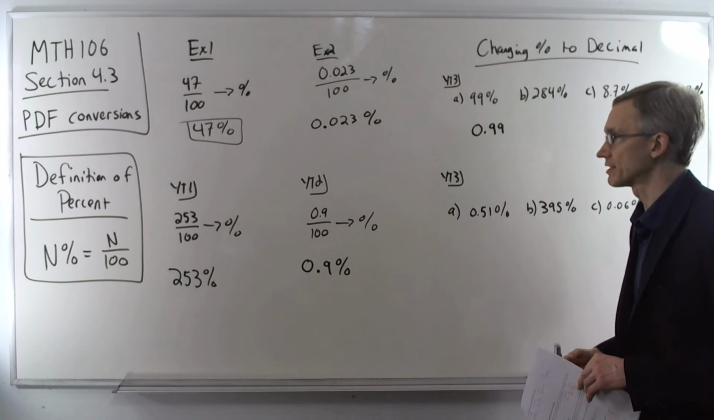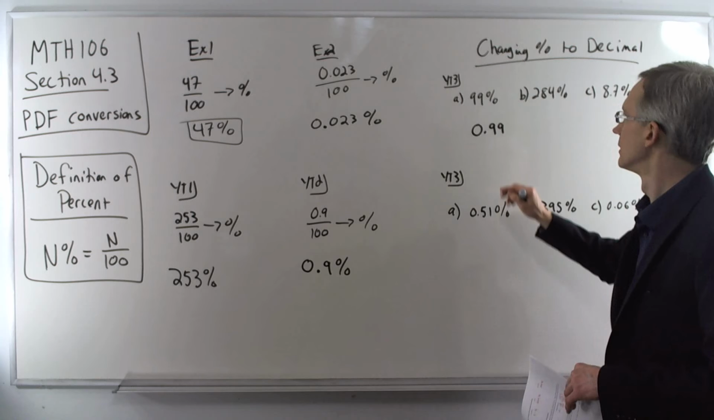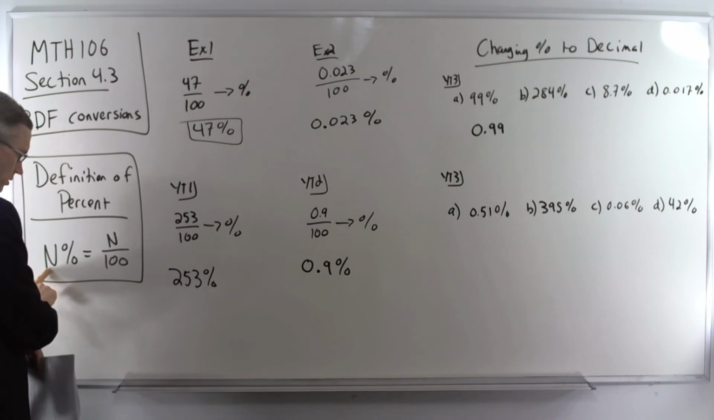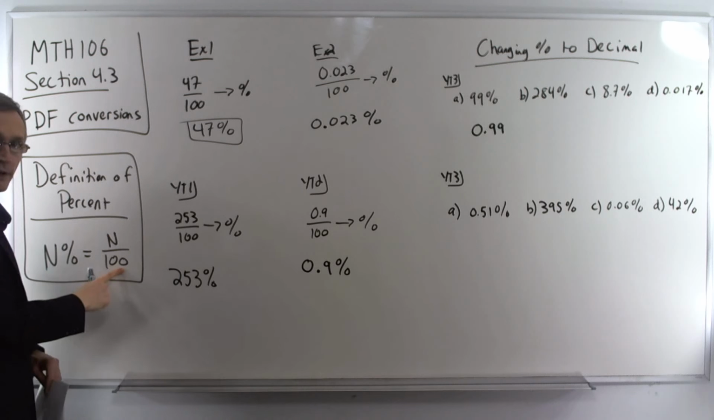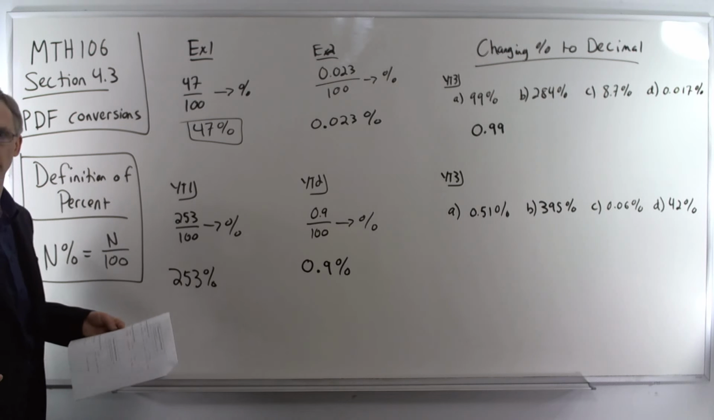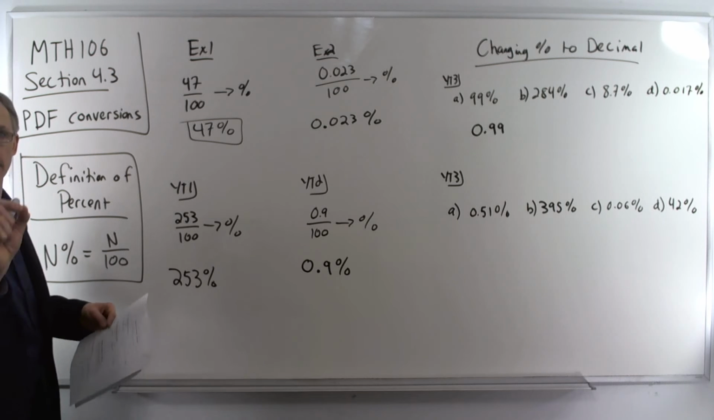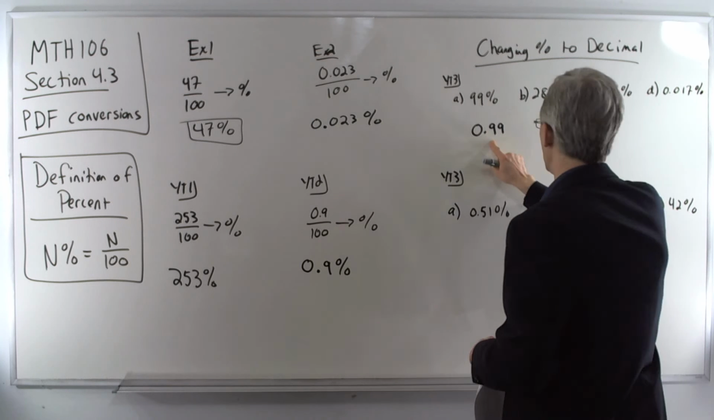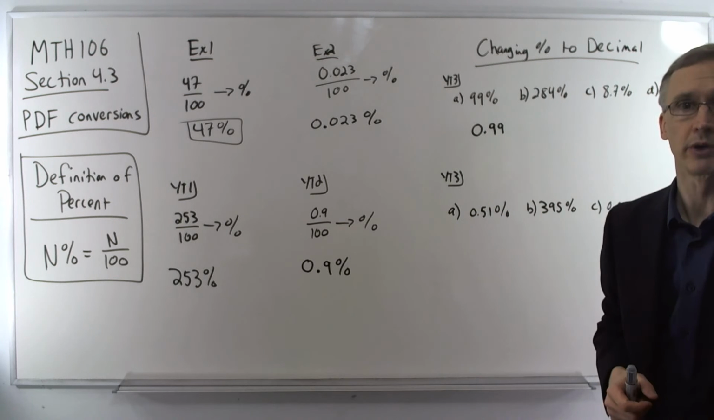If you look back to the definition of percent, going from 99% to 99 divided by 100. When we divide by a power of 10, such as 100, all we have to do is move that decimal point. So that's why we're moving the decimal 2 places to the left, because we're dividing by 100.